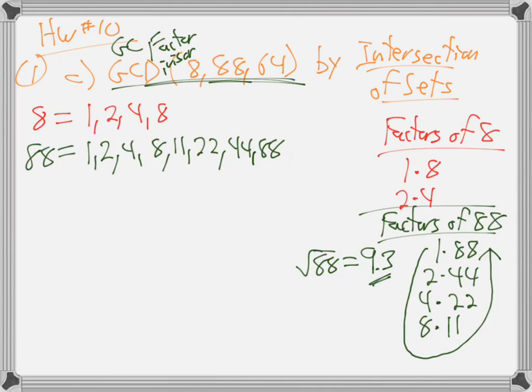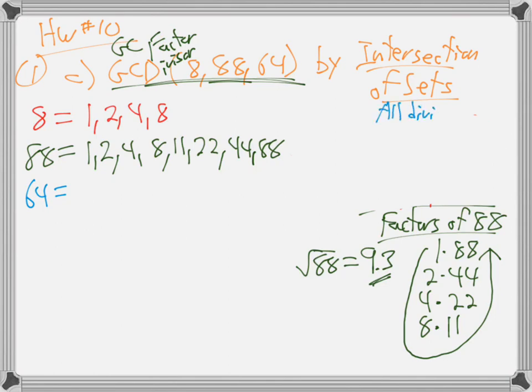All right, and then the third one, the 64. So come up here, find all divisors, all factors, same thing, of 64. What are all the things? Let me give you a second, try that one. Find all the things, and then when you list them all out, find the intersection.